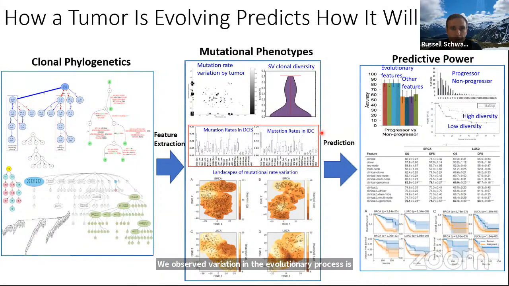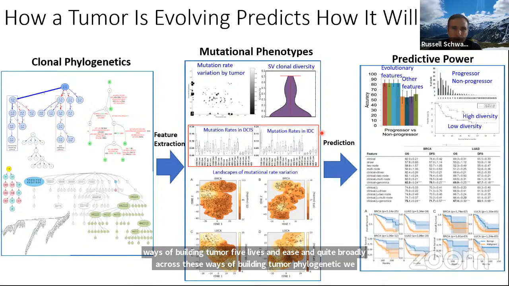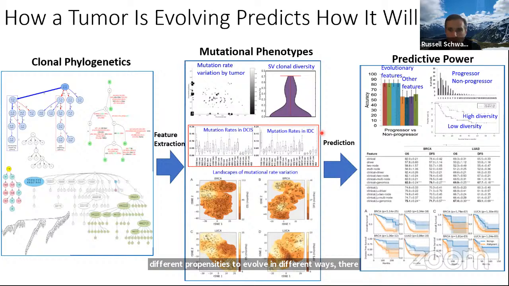Different tumors have different propensities to evolve in different ways. There are different hypermutability phenotypes. Some tumors have higher mutation rates than others. Some have higher rates of point mutations. Some have higher rates of copy number mutations. There are different subclasses in each of those. Some have higher rates of one kind of point mutation versus another, one kind of structural variation versus another. And this is something that shows up every way we look at tumor evolution, every kind of cancer we look at.